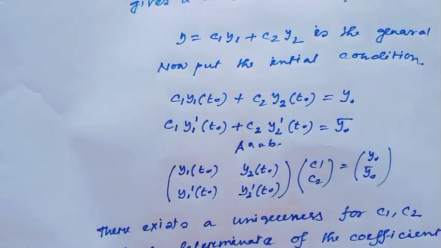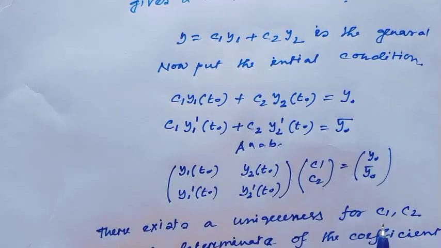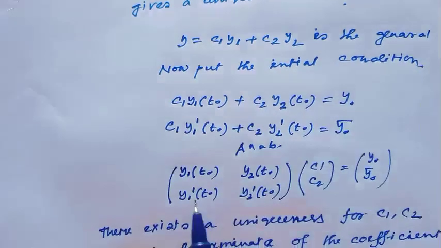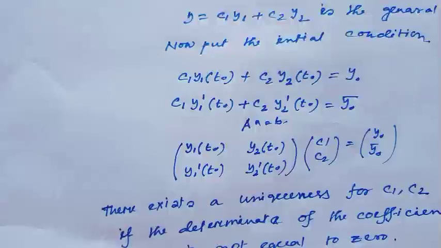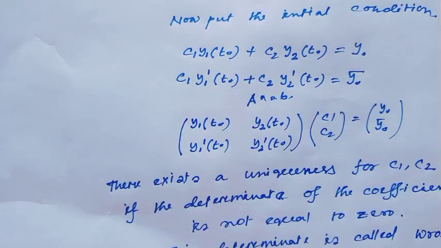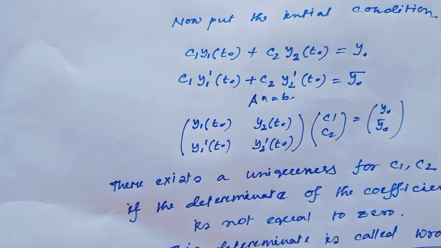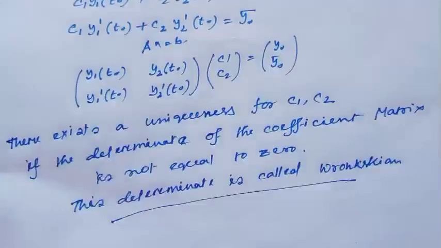And there exists uniqueness of c1, c2 if the determinant of this coefficient matrix is not equal to 0. And obviously this determinant is actually the Wronskian. We all know this.